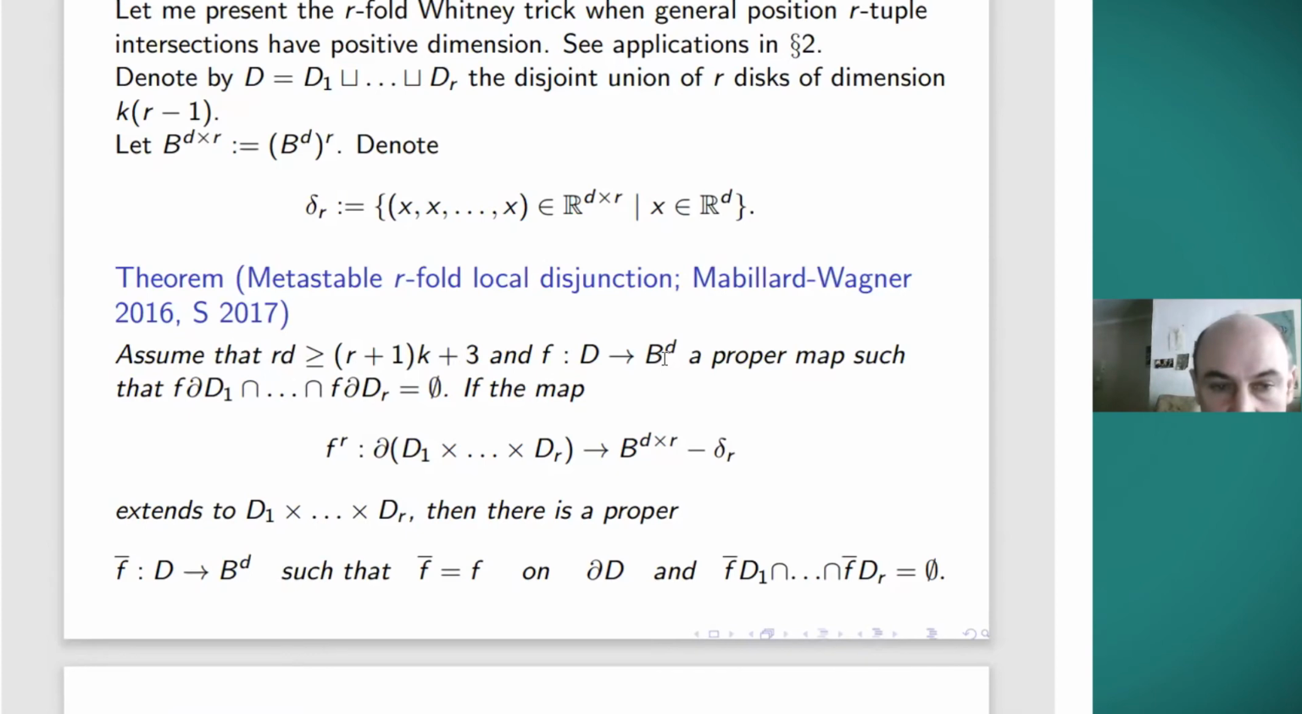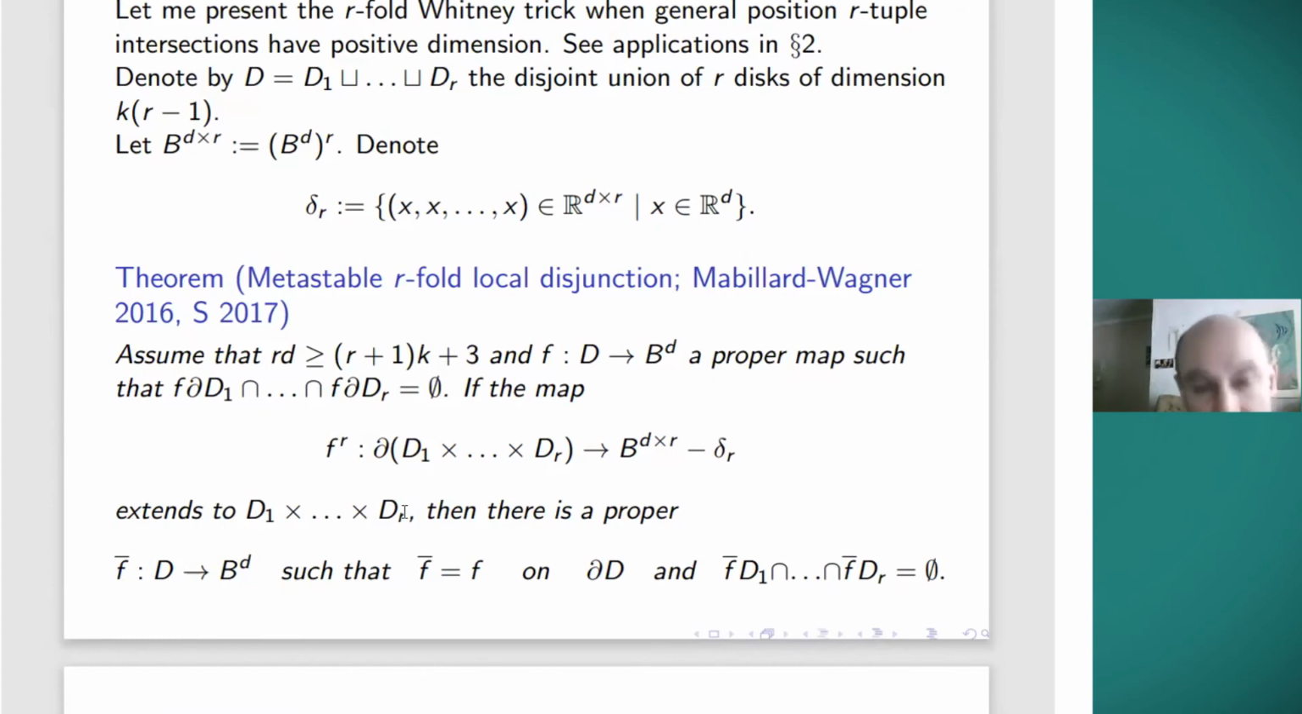There is a proper map such that there are no R-fold intersections on the boundary. And then the map F to the R from the boundary of this product. Of course, this is a map from this boundary to B^{D×R}. But actually, this map misses the diagonal, because of this condition, so this is actually a map to the complement of the thin diagonal. It's clear that if there is a map F bar, which coincides with F on the boundary, and for which the images of the disks are fully disjoint, then this map extends to the product of the disks themselves.